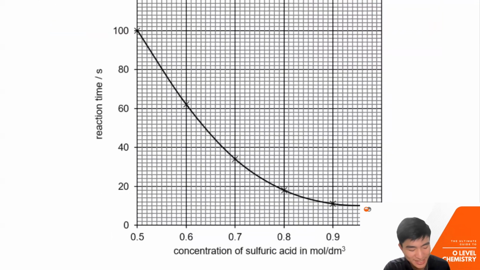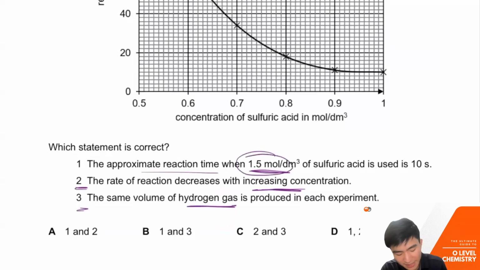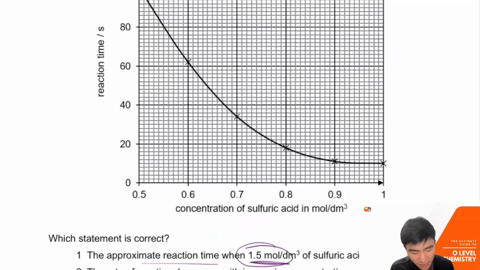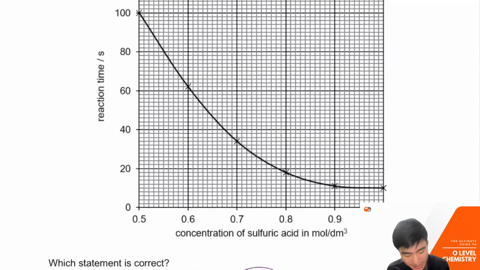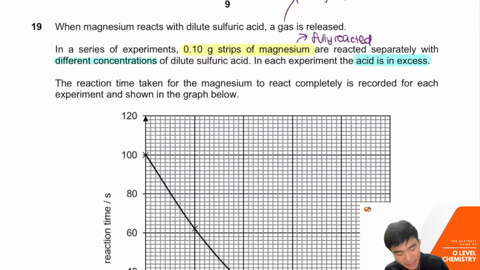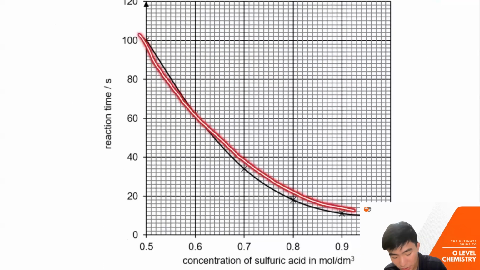So in this question, first statement, the approximate reaction time for 1.5 is 10 seconds. Now, can you see over here that the concentration of sulfuric acid goes up, and the reaction time goes down all the way until 1? And you can see that it actually starts to plateau, start to remain constant. So at 1.5, it's definitely going to be also 10 seconds.